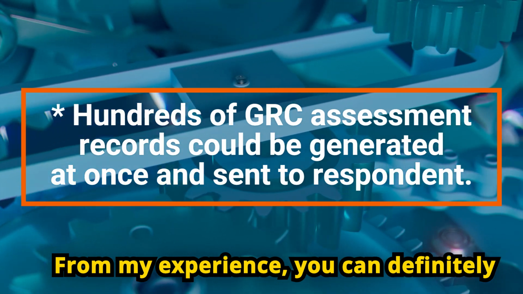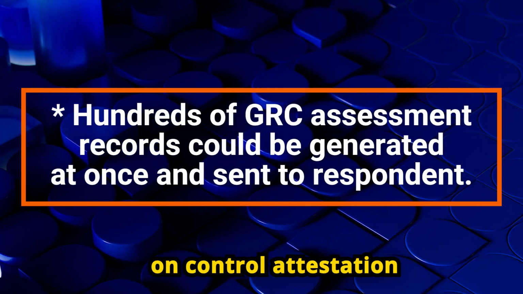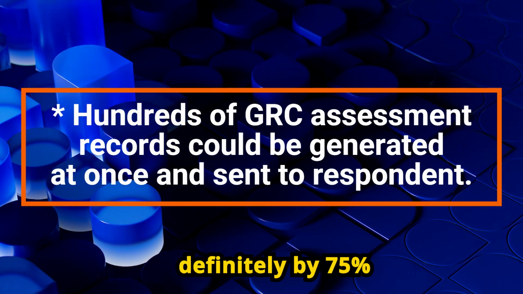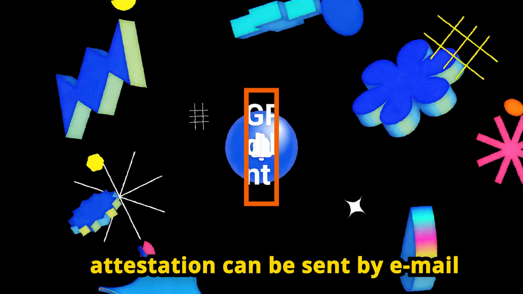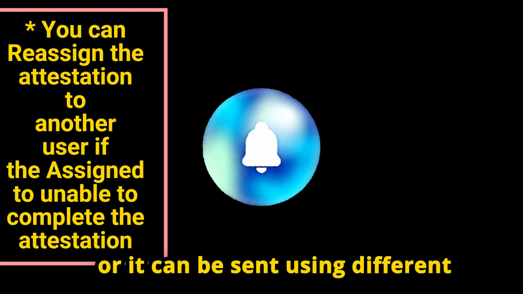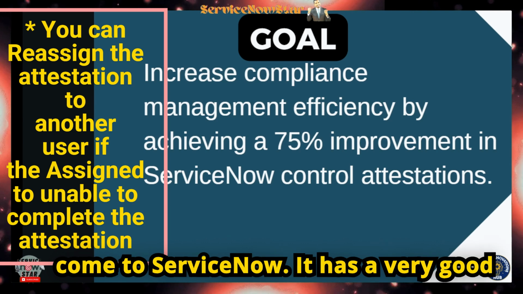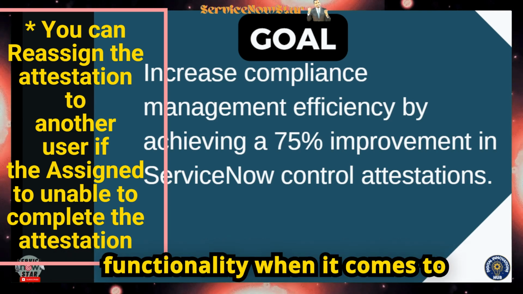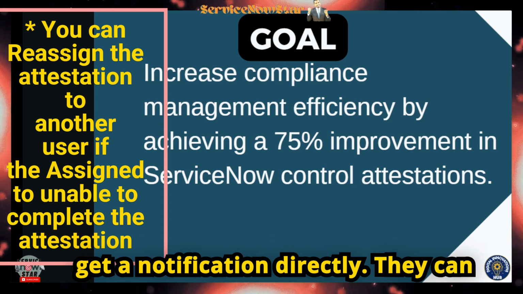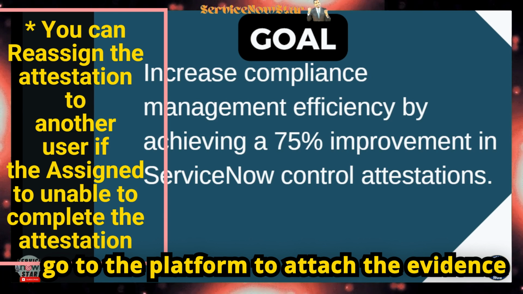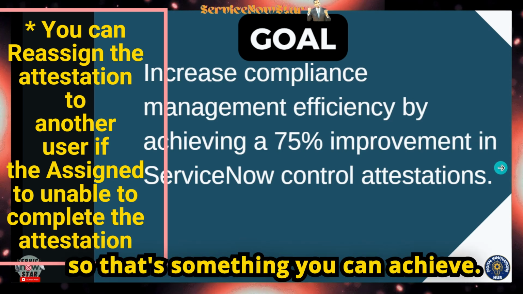From my experience, you can definitely increase your efficiency on control attestation by 75%, because normally this control attestation can be sent by email or using different disintegrated platforms. But when it comes to ServiceNow, it has a very good functionality when it comes to attestation. Controllers and owners will get a notification directly. They can go to the platform to attach the evidence and also respond to the controls. So that's something you can achieve.